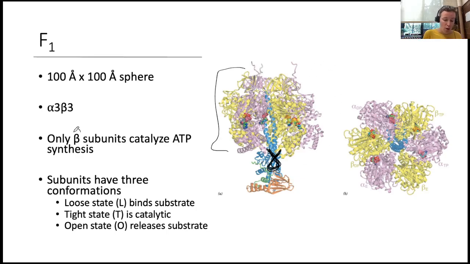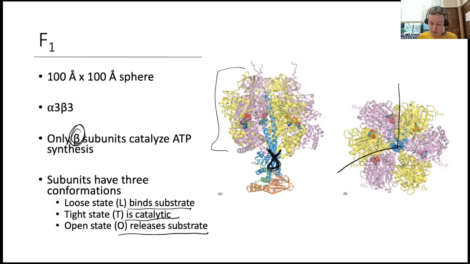As a quick note, only the beta subunits catalyze the ATP synthesis. The alpha subunits are more structural in nature. The alpha 3 beta 3 subunits have 3 different conformational shapes. We have the loose, or L, that binds substrate, the tight, or T, that is catalytic, and the open, or O, that releases substrate.